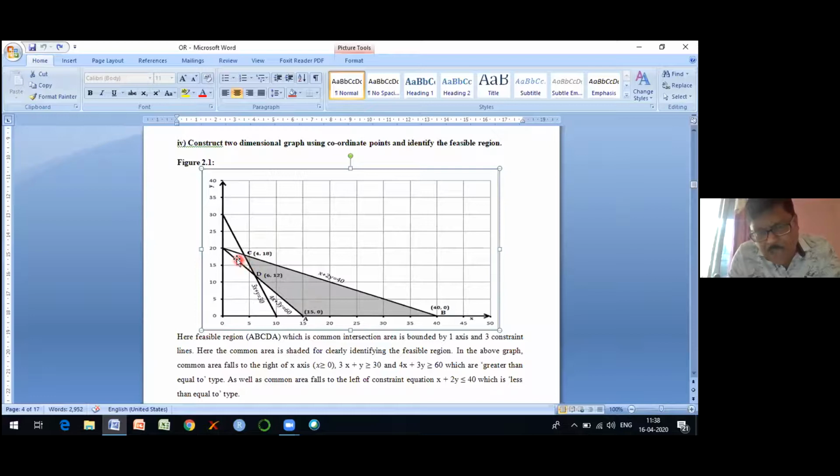Therefore, we will not move to the left side of D or to the left side of C, because our resource will not be permitted. The resource is constant. But in case of x plus 2y equal to 40, we cannot move to this side. Why? Because at most is given. So whatever the points will lie, they will lie in this portion, and will not go to this outer portion, right?